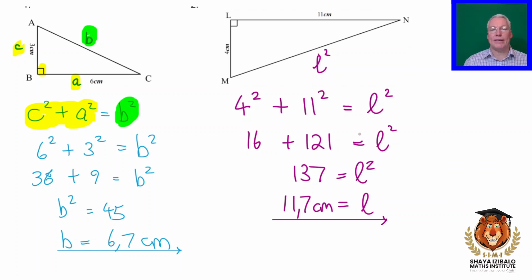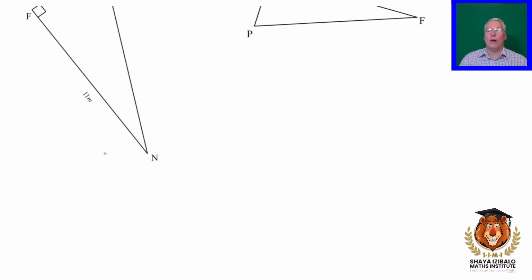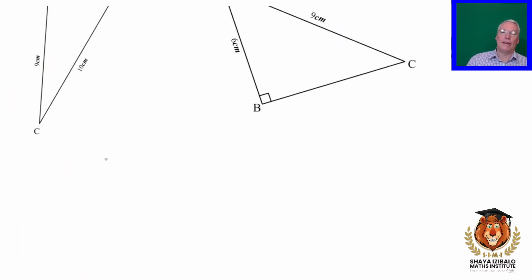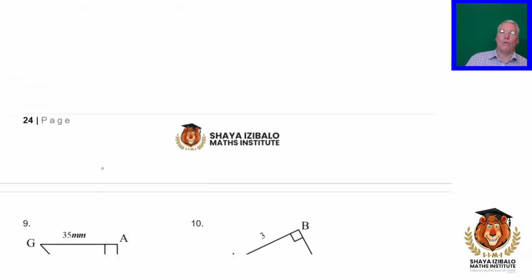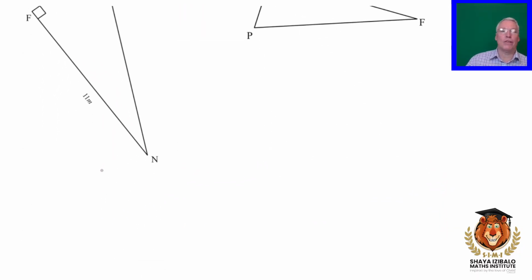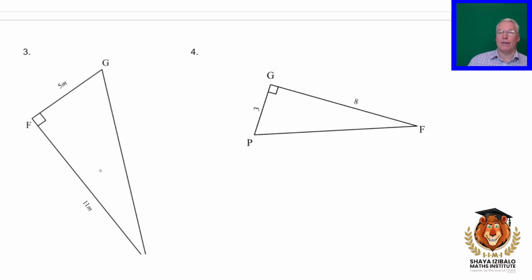We're going to end today's lesson there, and we're going to ask you to try the next few pages for homework. Remember it's always the two sides that make the right angle that are going to square and add together to give us our third side.